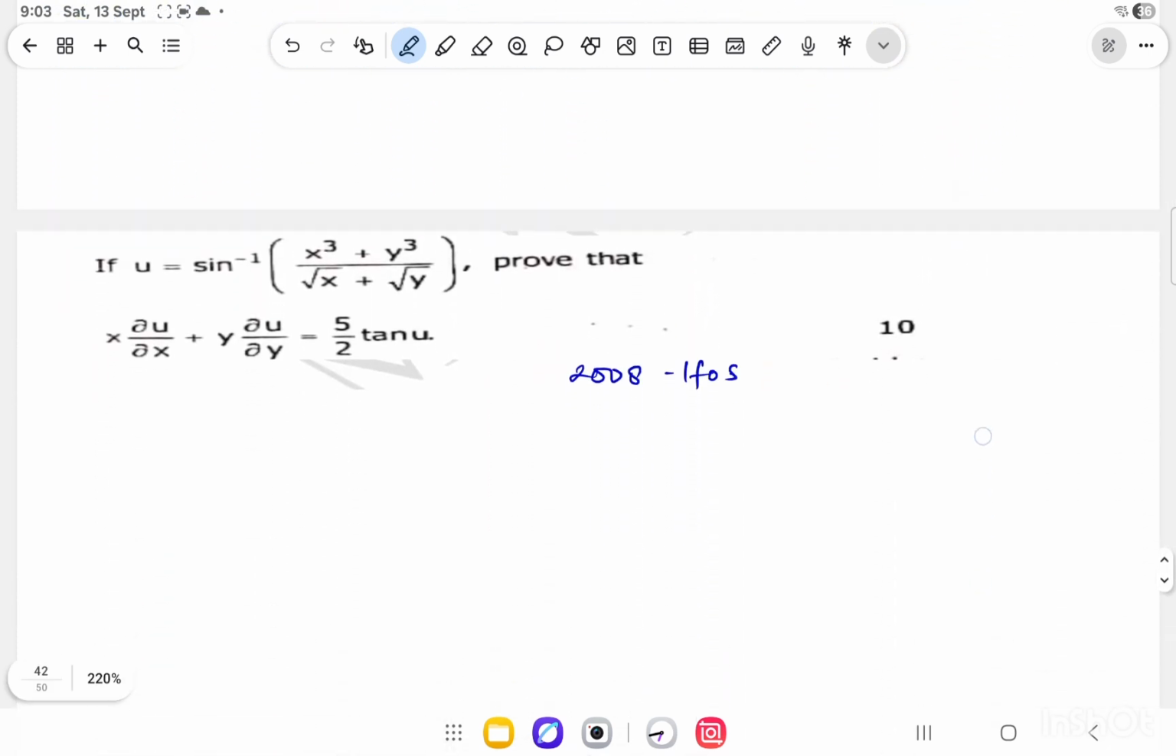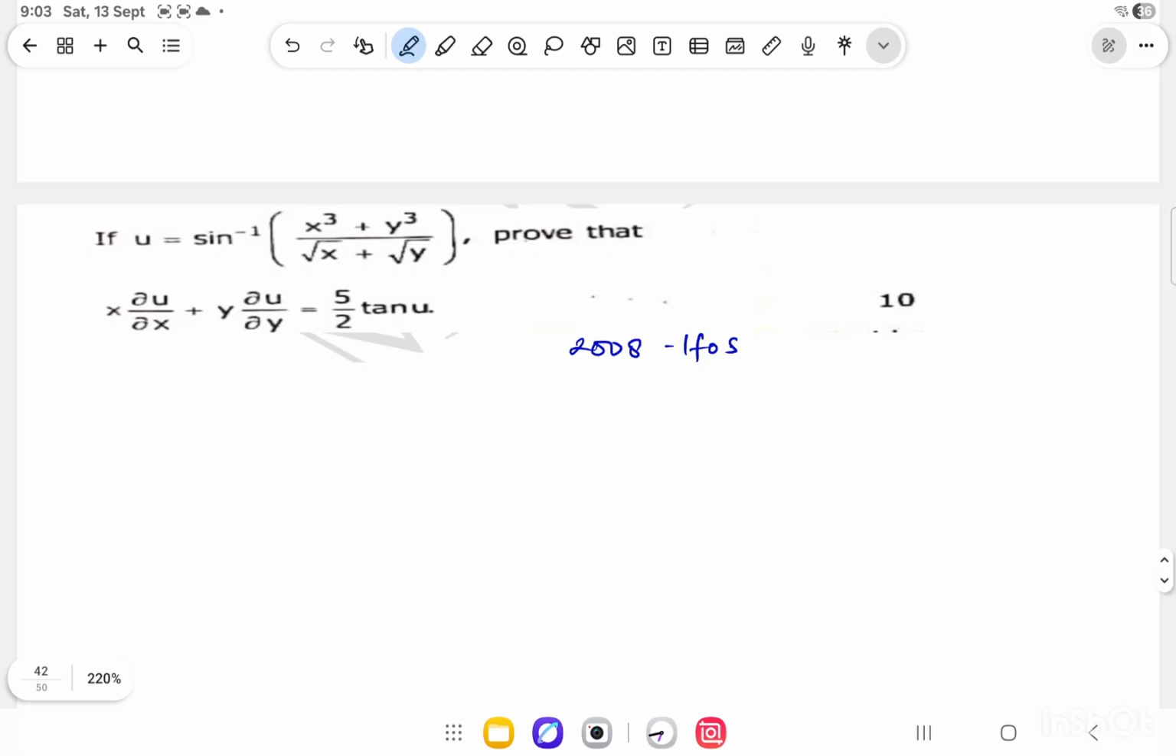So let's move on to the next question. In the next question, we are supposed to show this. This is basically an application of Euler's first theorem.